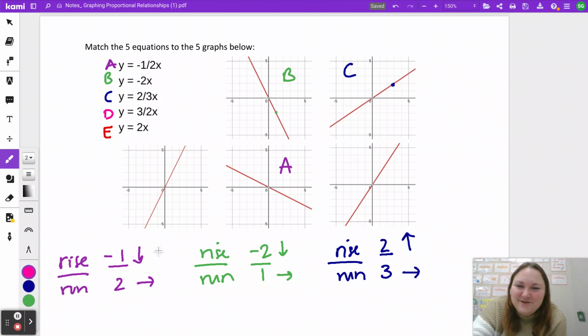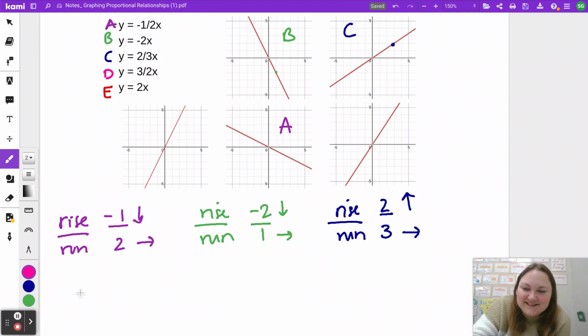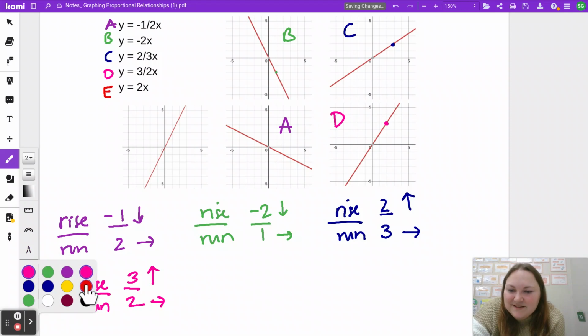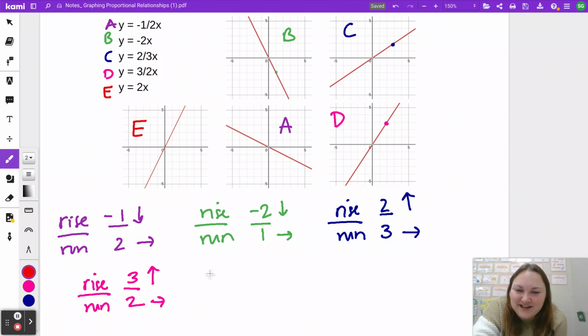Equation D, the slope is 3/2 x. So if I'm thinking of rise over run, 3/2 means I am rising 3 and running 2. Which graph is doing that? Be real careful because they look so similar, but which one goes up 3 boxes and over 2? That's going to be this one here. Up 3 boxes, over 2. And there's your point. Which must mean this is E, but we should check to make sure.